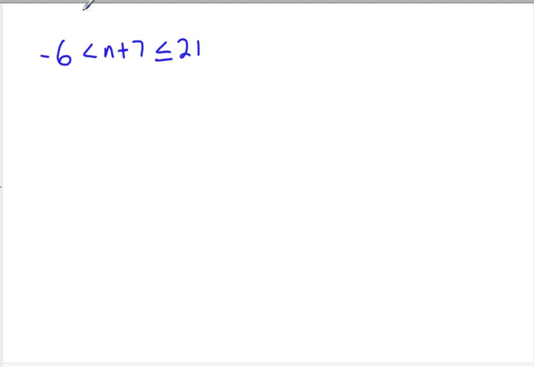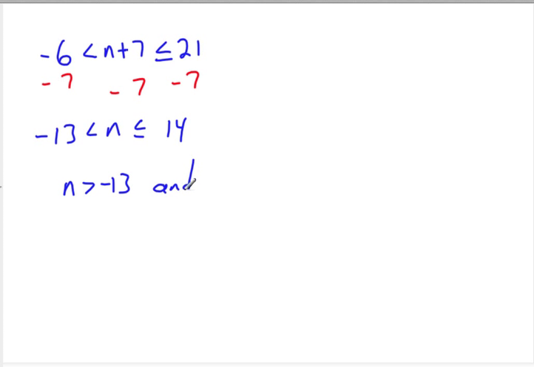Alright, so we're going to go back to solving some combined inequalities because it's also going to work together with intersections and unions, and I'll show you how. So we're going to solve this by subtracting everything by 7, and then we end up with negative 13 is less than n is less than or equal to 14. So as you can see, what we have is a combination of these two things.